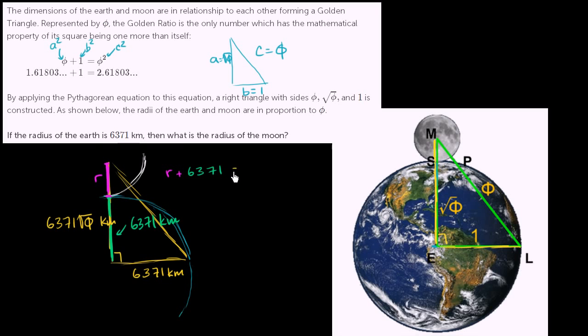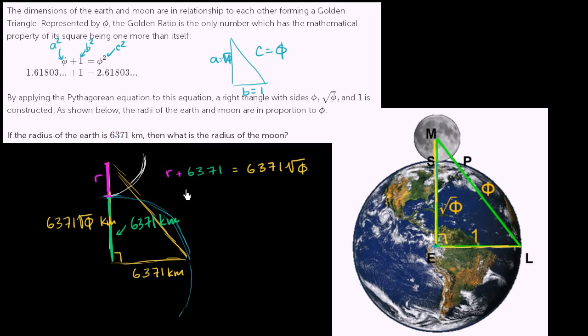And we can write the combined radii as 6,371 times the square root of phi. Once again, the combined radii is square root of phi times the length of the Earth's radius. So here we just have it in terms of Earth radii. Here we have it in terms of kilometers. This is the Earth's radius. You multiply that times square root of phi. You get the combined radius.